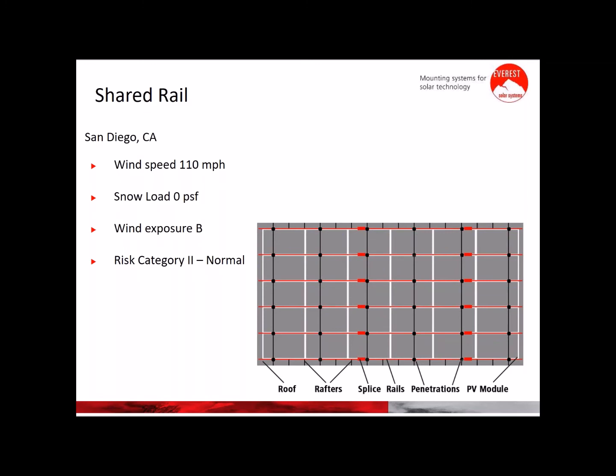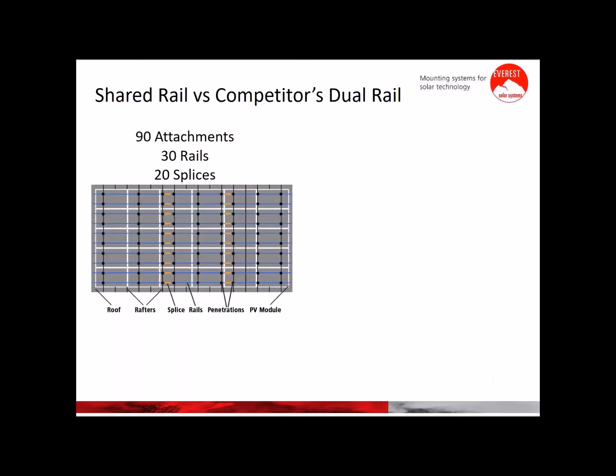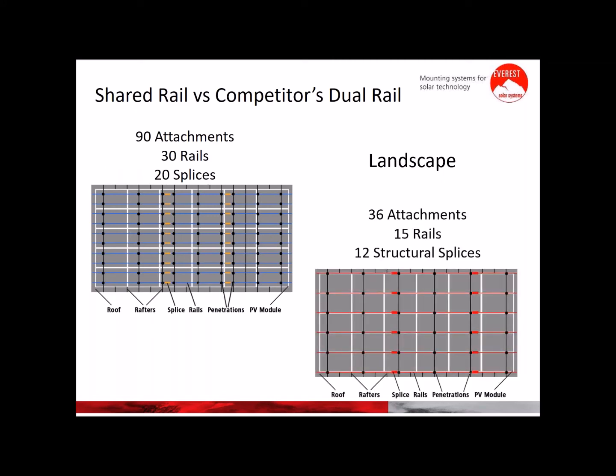We have the same example now in landscape with the same components and same location and configuration. Now the shared rail system. And now here is where we can see the huge difference. In the comparison on landscape, we have 90 penetrations versus 36 on the shared rail, which represents 54 fewer penetrations for lower cost. 30 rails versus 15 rails, 20 splices versus 12 structural splices. As I mentioned before, we can install the same number of modules in the same orientation with less material and fewer penetrations on the roof.